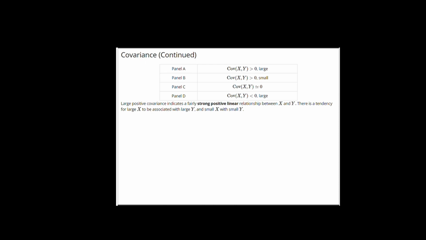There is a tendency here for large x to be associated with large y, and small x with small y. On the other hand, a negative covariance, especially a very negative covariance, indicates also a strong linear relationship, but a negative one with negative slope between x and y. That indicates that very large values of x would correspond to small values of y, and vice versa. A covariance near zero seems to imply little or no linear relationship at all between the two.